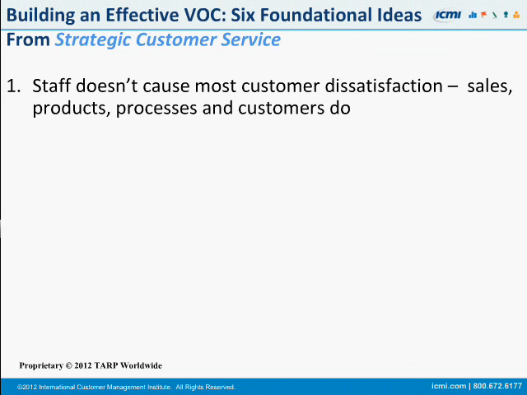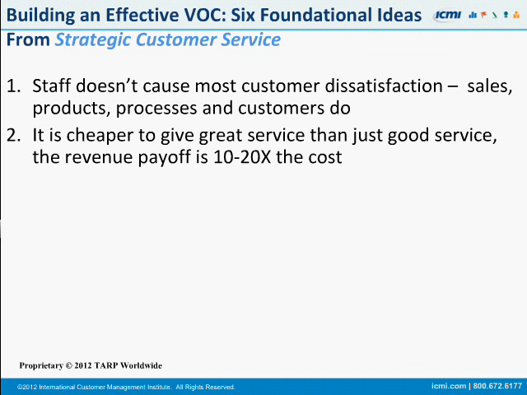Most organizations assume if you have a dissatisfied customer, you need to identify which frontline employee caused it and have a public hanging. We disagree with that. We think most employees come to work desperately wanting to do a good job, and if you have a dissatisfied customer, it's because sales, products, processes, or customers have caused that dissatisfaction, not the frontline employee.